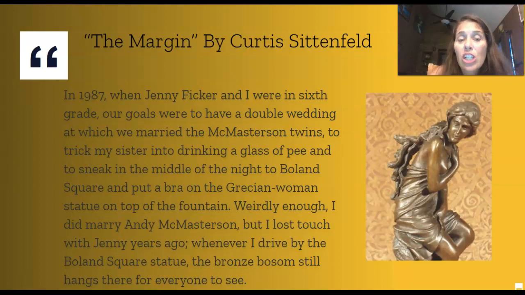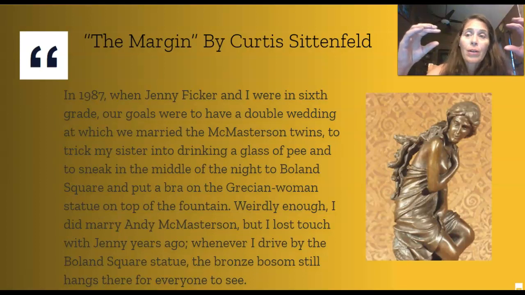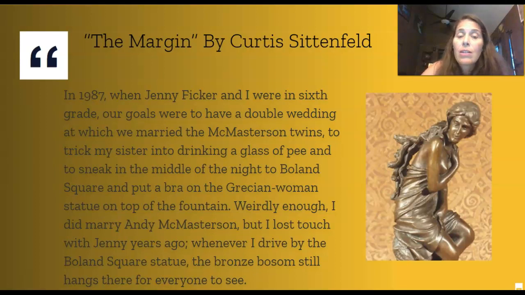This is flash fiction. We got the top of the iceberg. We didn't get the piece down below. This is a story about Jenny Thicker and the narrator, right? We know that they were very close when they were younger. We know that they were tricksters, so we can make a lot of indirect characterization about them because they wanted to trick their sister into drinking a glass of tea, right? They're adventurous, daring, because we know that they wanted to sneak out in the middle of the night and put a bra on a bronze statue that everybody could see their boob.